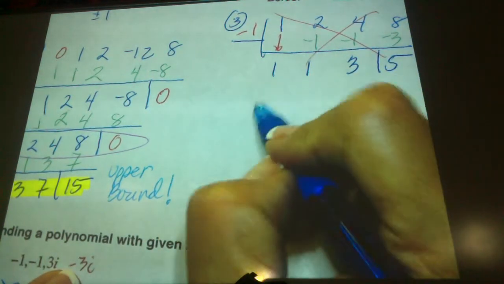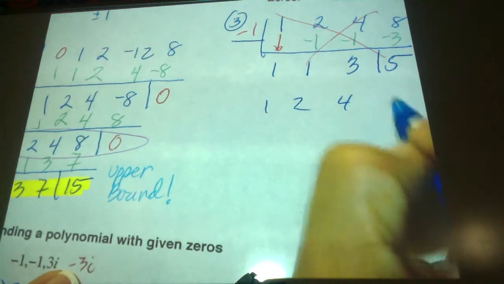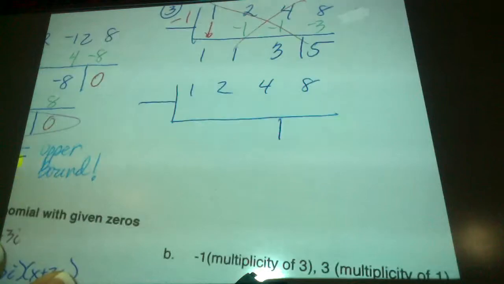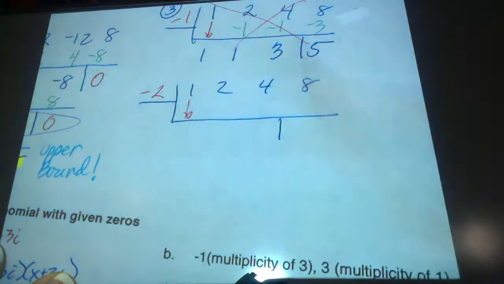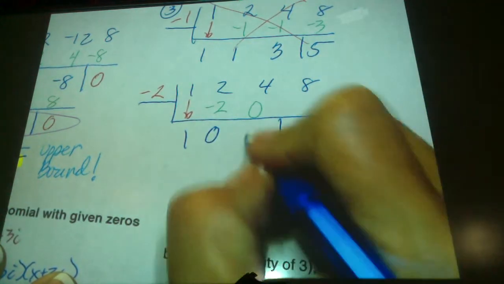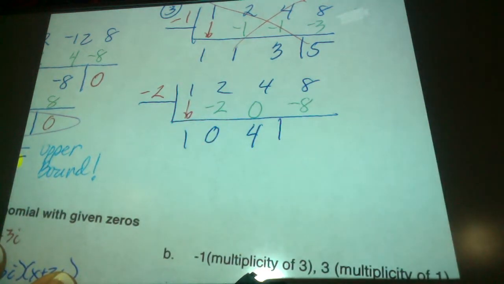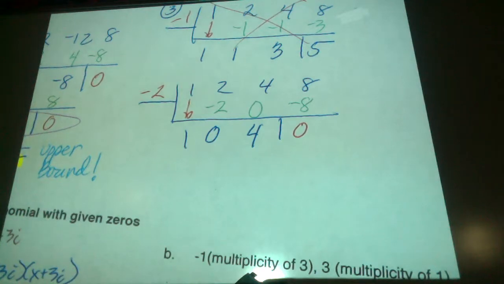So I'm going to start with 1, 2, 4, and 8 again. But this time I'm putting negative 2 on the shelf. Drop down the first. 1 times negative 2 is negative 2. Add down, we get 0. Negative 2 times 0 is 0. Add down, we get 4. Negative 2 times 4 is negative 8. Add down, yeah, we get a 0.